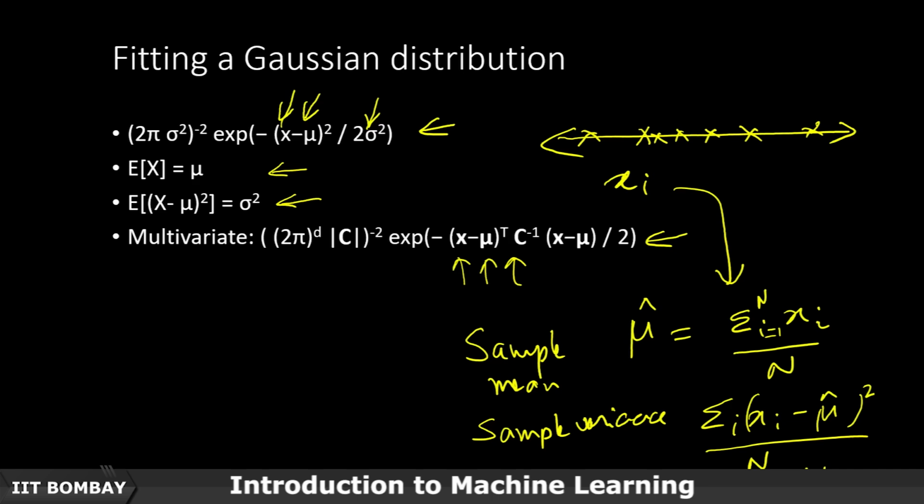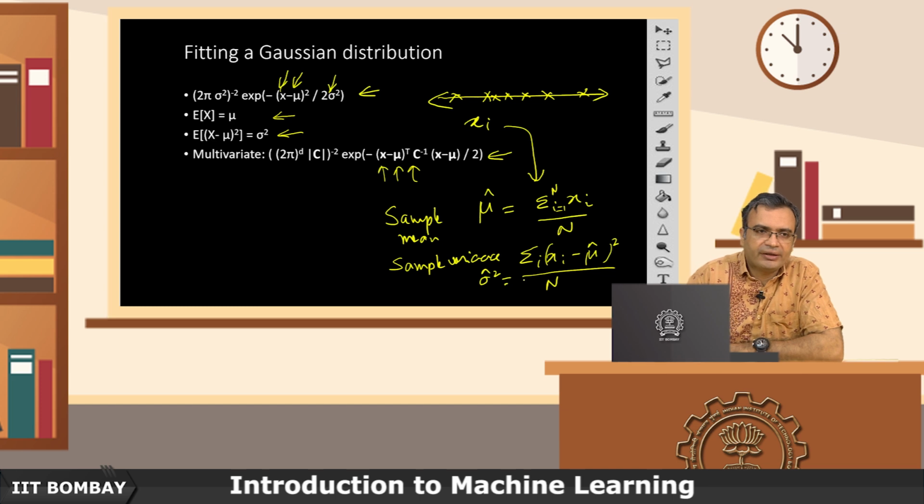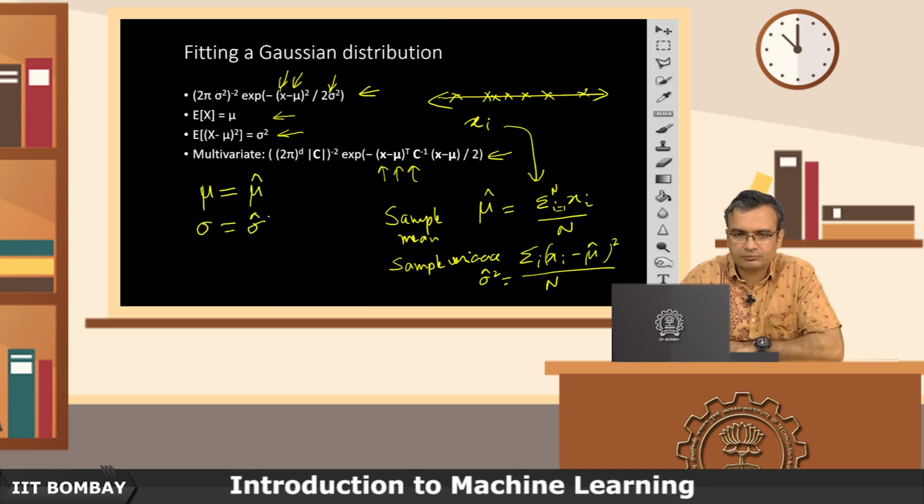Okay. Depending on whether we want the biased estimate or the unbiased estimate, that will basically be the sigma hat square. So it turns out that for a Gaussian distribution, when we want to find a maximum likelihood estimator, what we simply do is set mu to be mu hat, and sigma to be sigma hat. Okay. That's all we need to do.